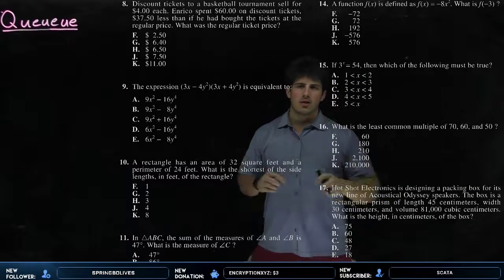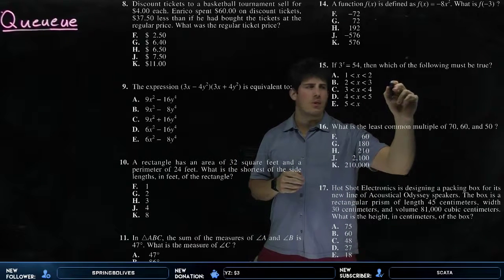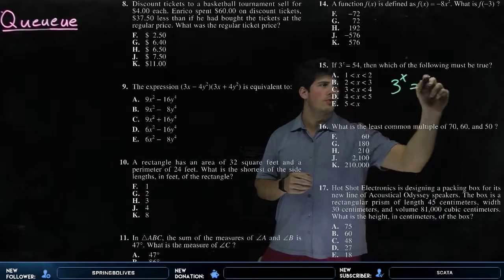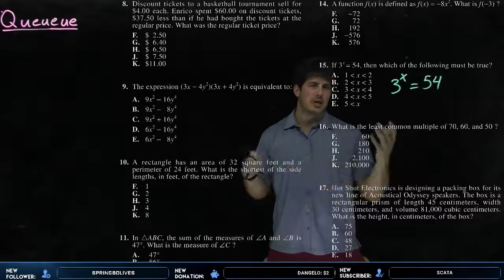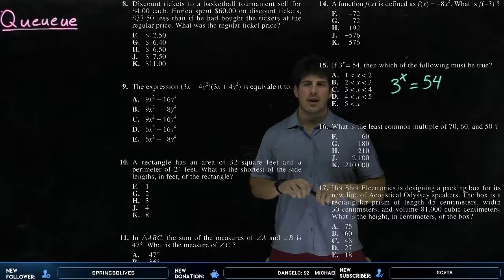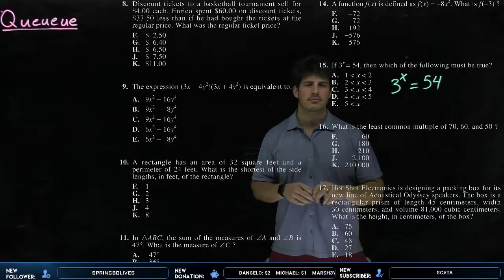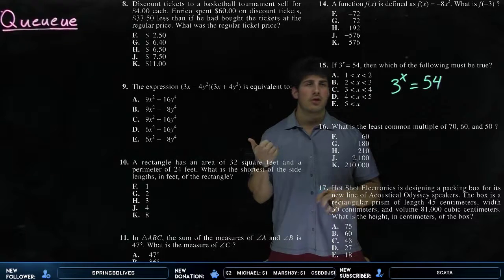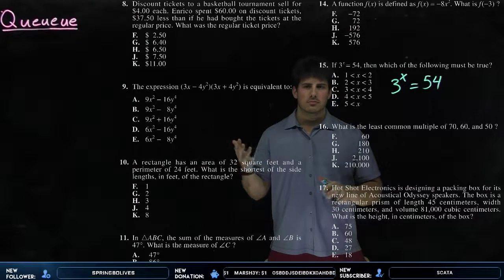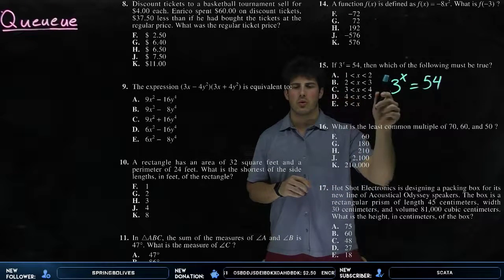So generally what you do here, you're going to have 3 to the X, and I'm just going to rewrite it here for myself, equals 54. Now, I know, because I've done lots of math, that 3 doesn't go into 54 cleanly, at least to a power. I get 3, 9, 27, 81. So I know that no whole number is going to work, which is why they've given us inequalities here.